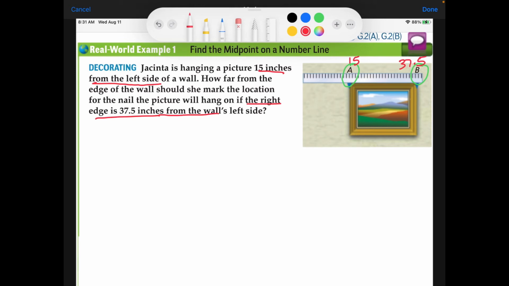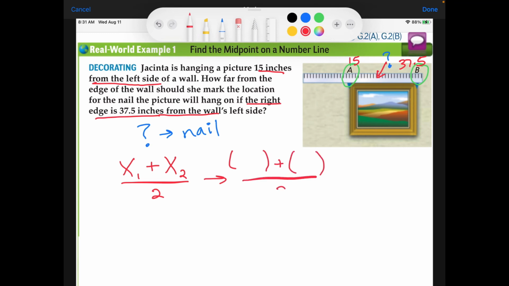So remember, we want to find where the nail would go. So the nail, where would that be? Remember that we need to find the average of the two endpoints. So what we're going to do is, remember the formula would be x1 added to the other endpoint x2 and divided by 2. So we're going to plug this in. We need to have the two endpoints and divide them by 2.